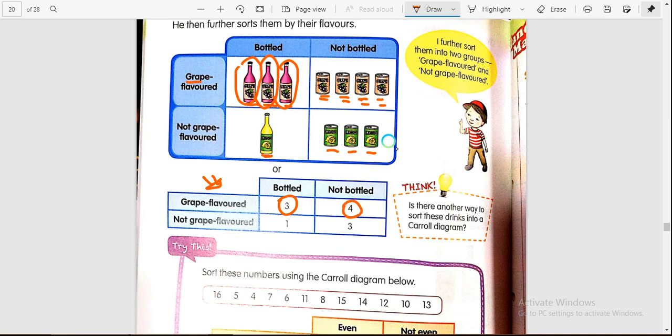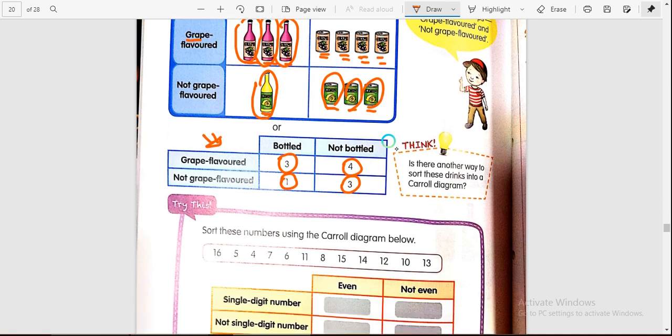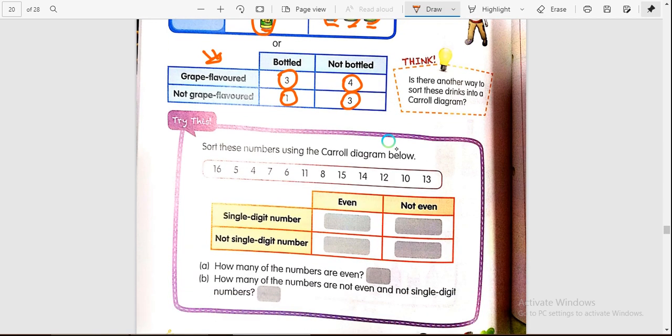Not grape flavored and bottled, only 1. Here, not bottled and not grape flavored, 1, 2, and 3. So we will write 3. This is how we can handle the data in a Carroll diagram. We have an example here.